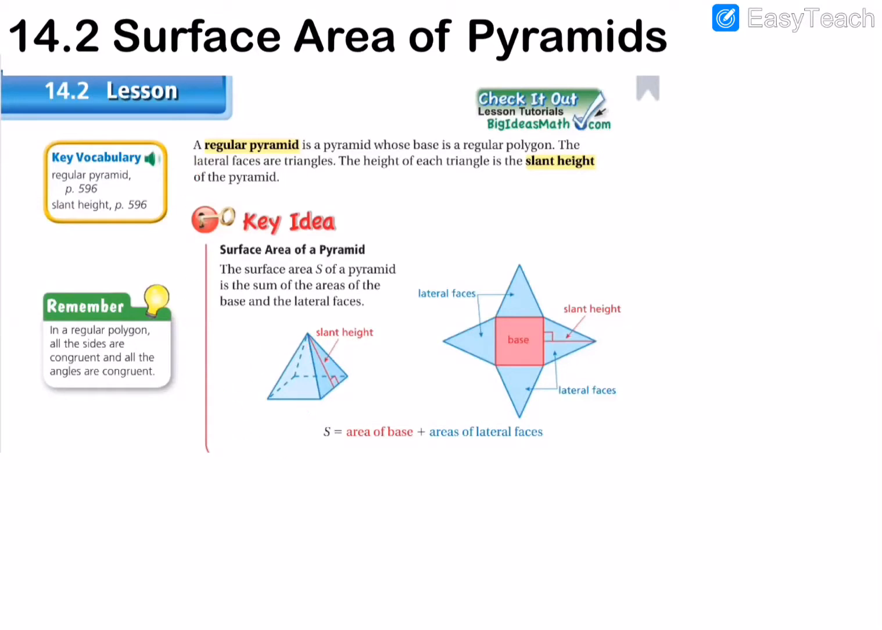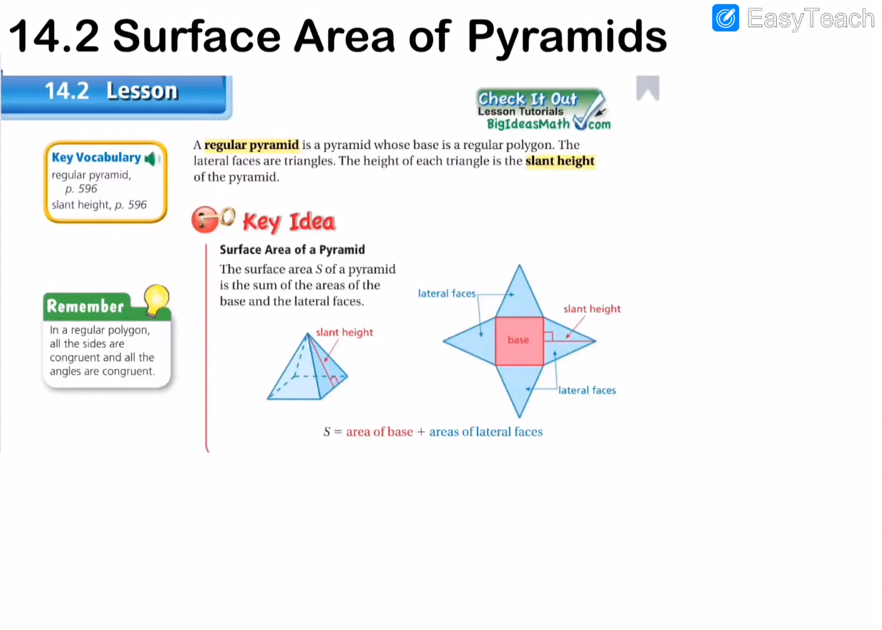So right here it talks about a regular pyramid, which is a pyramid whose base is a regular polygon. So it could be any polygon on the bottom. If it is a square base, then it's a square pyramid. If it's a rectangle base, it would be a rectangular pyramid. If it is a triangle base, it would be a triangular pyramid. If it is an octagon base, it would be an octagon pyramid. So it's all going to depend on the shape of the base to determine what type of pyramid it is.